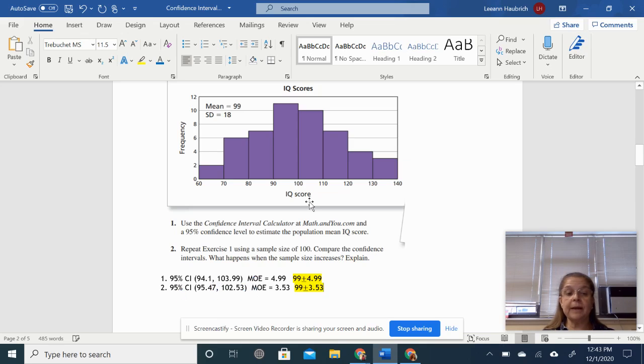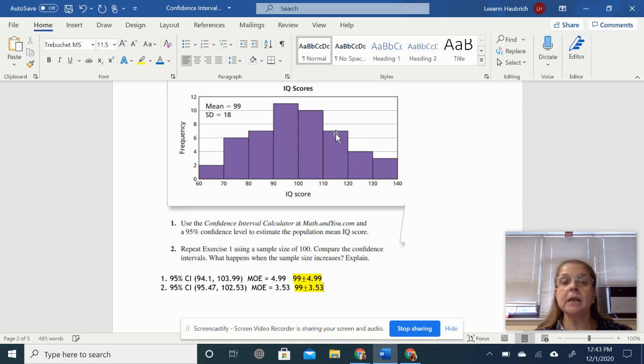So by increasing the number of people sampled, the sample size, it's going to make the margin of error a little bit smaller, and it's going to increase the confidence interval. I want you to think about the reason why, but I'm going to end up telling you this.